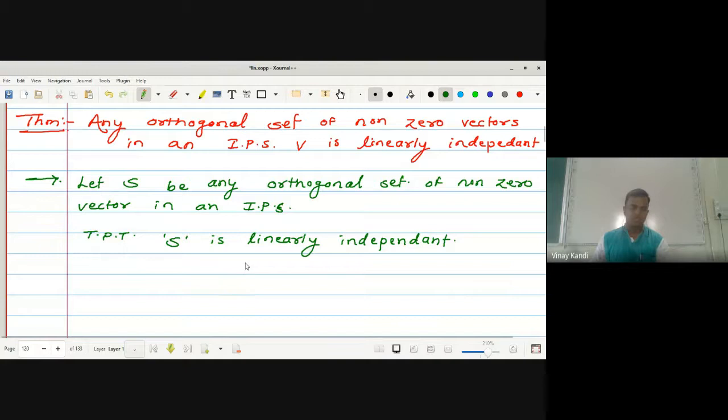What did I say? If the linear combination of elements of S is equal to 0, that is C1 alpha 1 plus C2 alpha 2 plus C3 alpha 3 up to, suppose, Cm alpha m vectors are there in S, is equal to 0, then each scalar involved in that linear combination is 0, that is C1, C2, C3 are all zero. Hence we get this set S is linearly independent. Okay? Yes, sir.